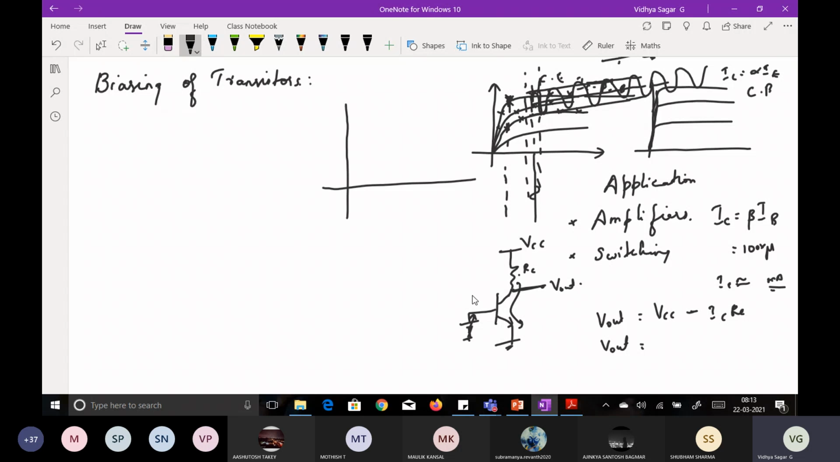The voltage drop across your resistor will be? Sir, it will be VCC maximum. Equal to VCC. Why? Because I'm taking output here, so it is connected directly to VCC. When IC is equal to 0, the voltage drop across the resistor is 0. So V output is directly connected to VCC. Is that clear? I could directly say this is the maximum voltage, because current is 0.